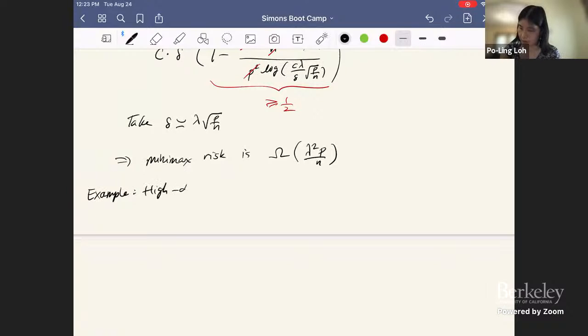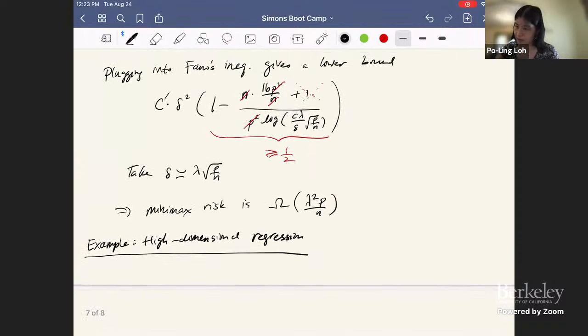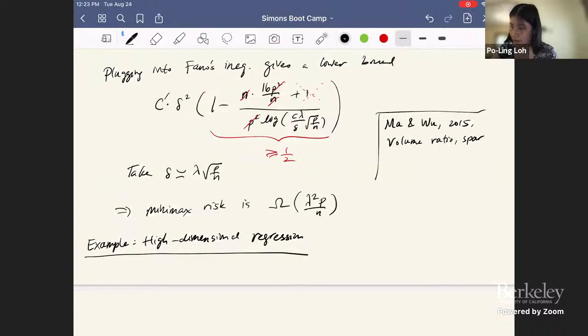So this one is high dimensional regression. Oh, I should give a source for this. As I said, most of the content from this lecture comes from Wainwright's book, but for this particular example that I just did on covariance estimation, the paper is by Zhongming Ma and Yihong Wu from 2015, and it's called Volume Ratio, Sparsity, and Minimaxity under Unitarily Invariant Norms.